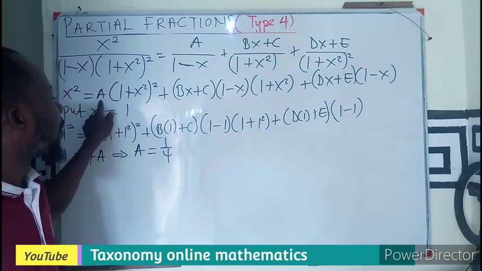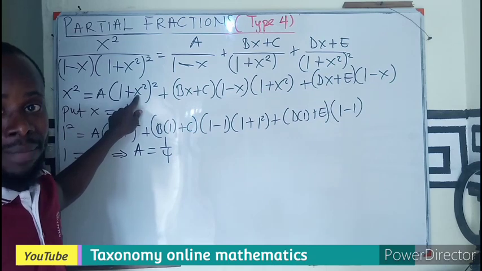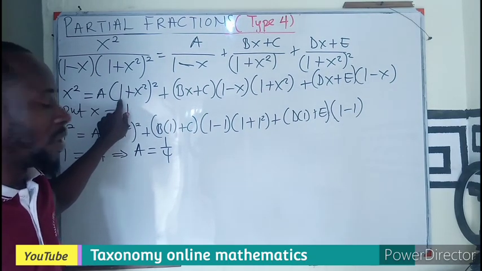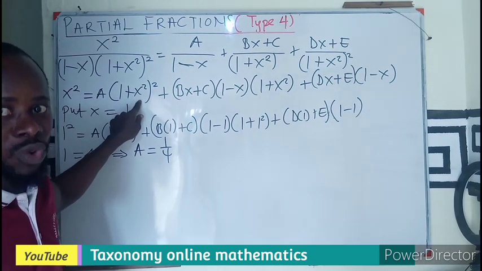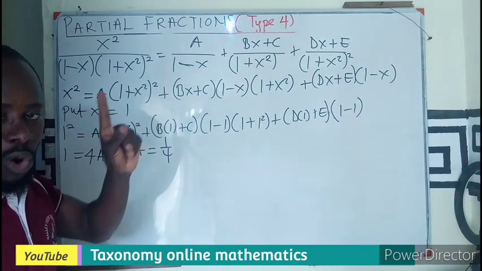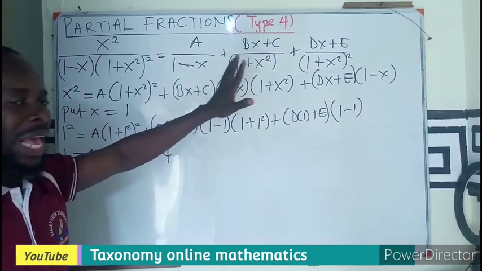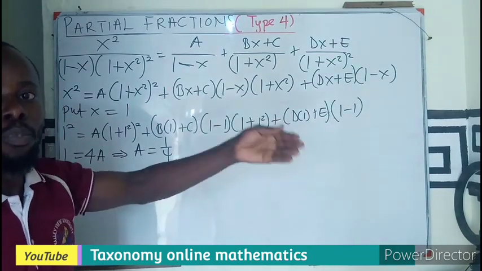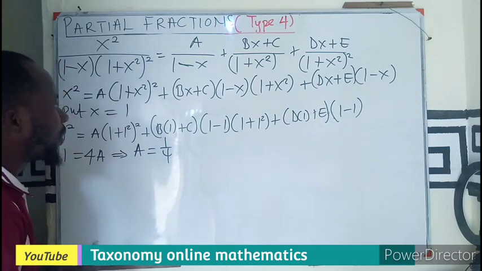So the next thing to do is to see, can I eliminate any other? And that will have been A. But if I attain my x to be negative 1, I would have gotten the answer. But the x is squared, so negative 1 all squared will be 1. So this will have been 2. I cannot eliminate. So now I have to compare the corresponding coefficients.